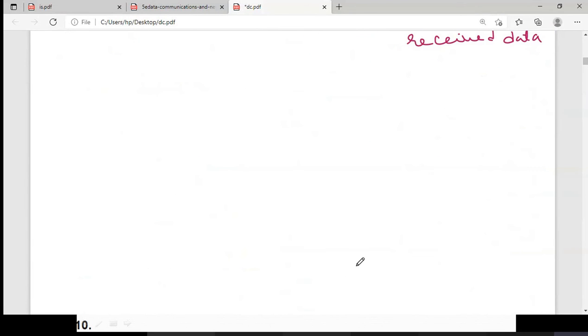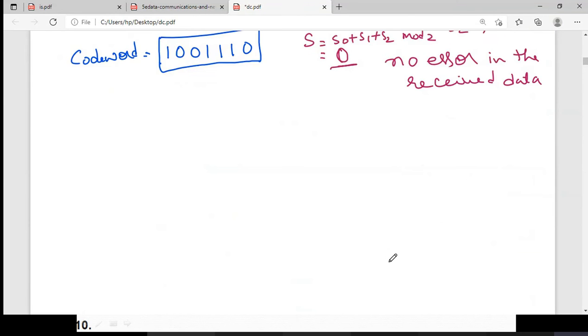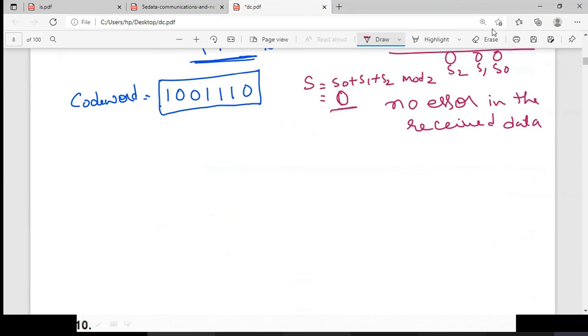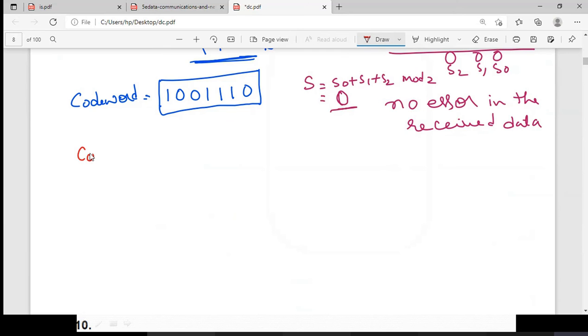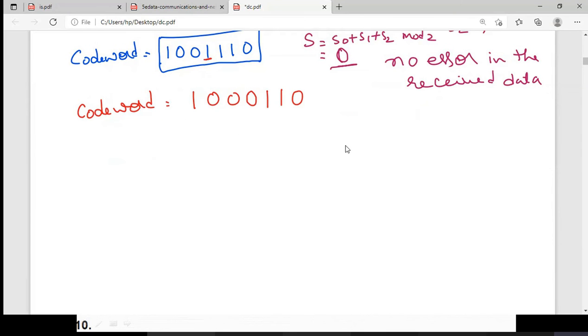Just for understanding purposes, I'll change one bit here. What is the actual code word? This is the actual code word. So let me change one bit error. Consider the received code word is 100, where instead of 1 here, it is corrupted to 0, and 110. This is the code word received. If this is the case, how will the receiver come to know that there is an error?